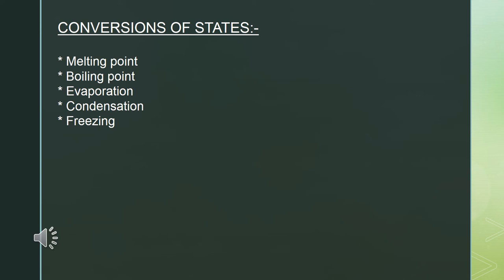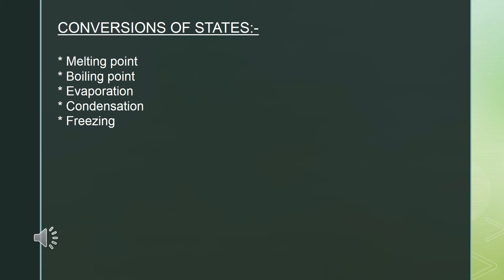Now let's take an example. If we have a container of water and we provide temperature, as you know the boiling point of water is 100 degrees Celsius, and at 100 degrees Celsius the water will start boiling. If the process continues, what will happen? The water molecules can escape very easily, so they will escape in the form of vapors from the surface of the liquid. It will just go out into the air. This process is termed evaporation.